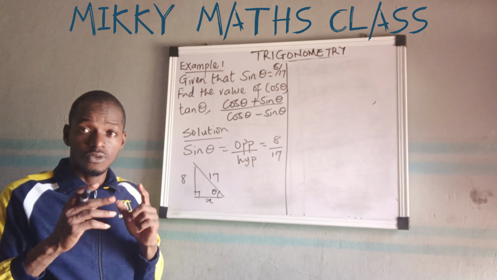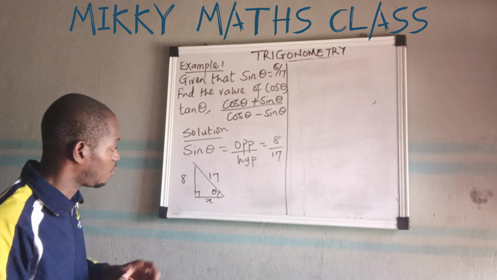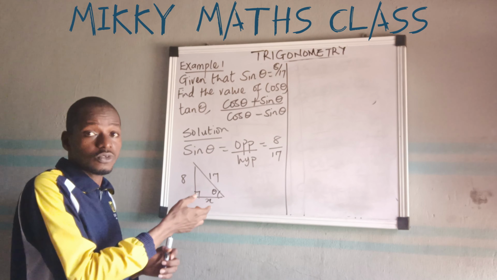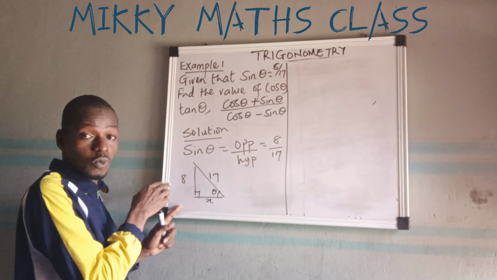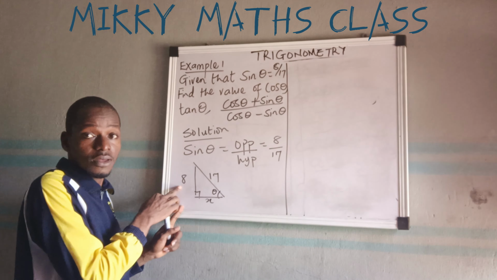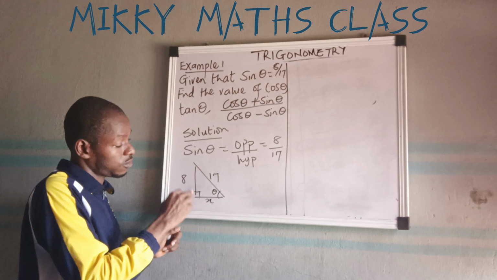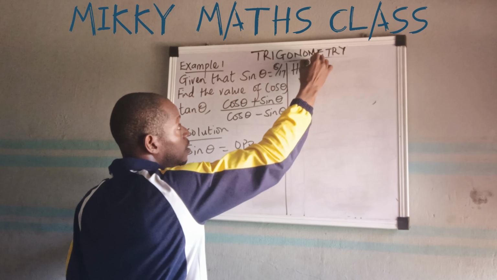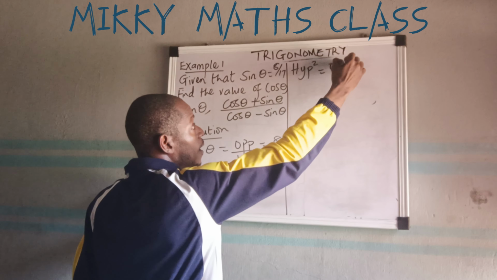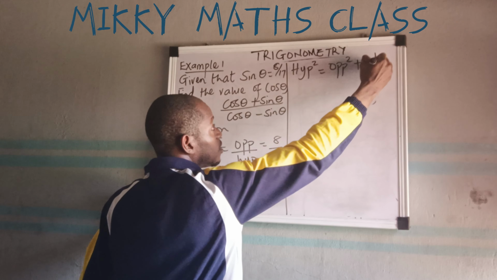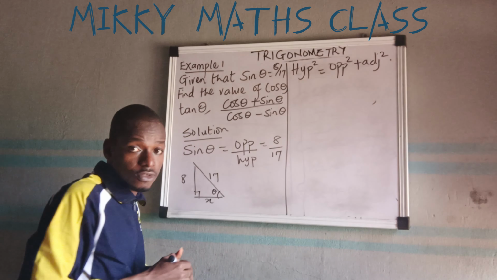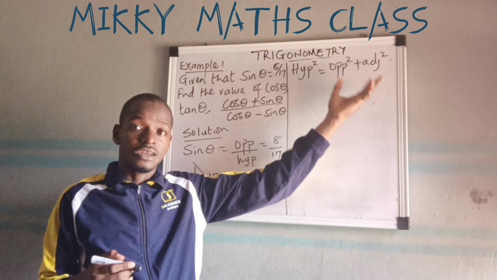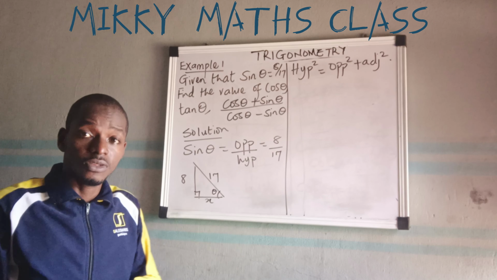How do we get it? You use what we call the Pythagoras theorem. And what does it state? It says that hypotenuse square is equal to the sum of the square of the opposite plus the square of the adjacent. That means hypotenuse square is equal to opposite square plus adjacent square. That's the Pythagoras theorem. When you add the square of the opposite and the square of the adjacent, you get the hypotenuse square.